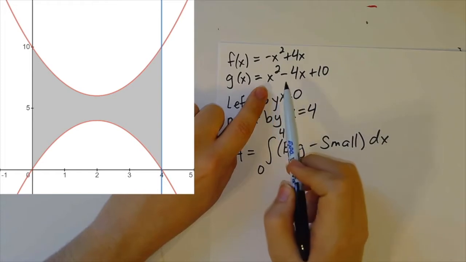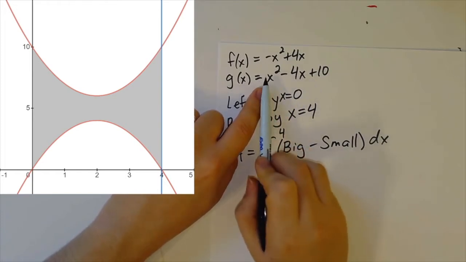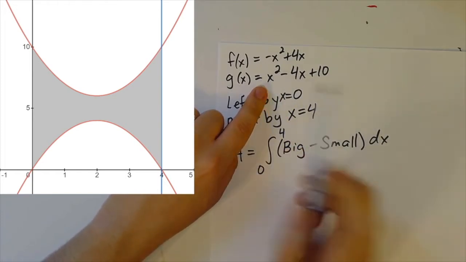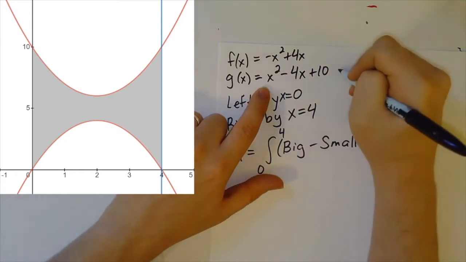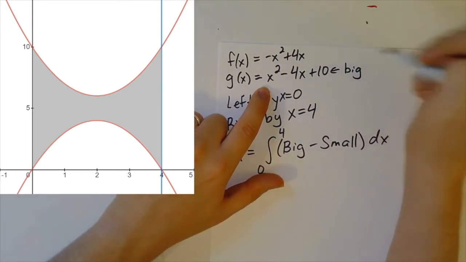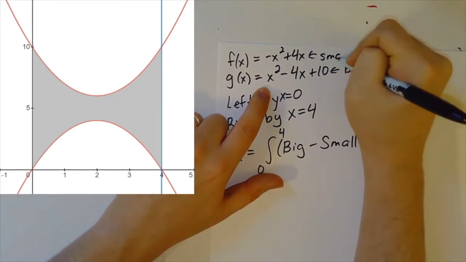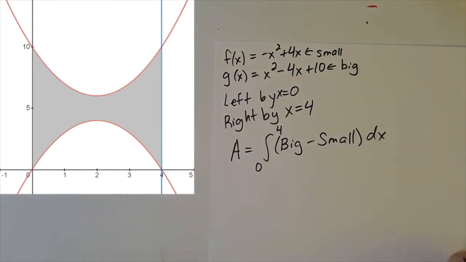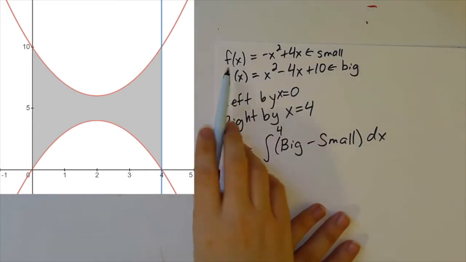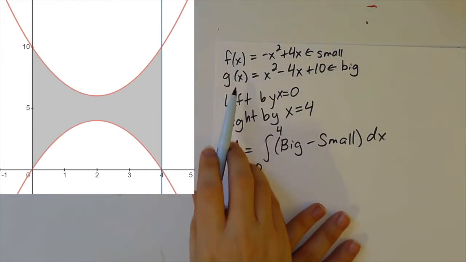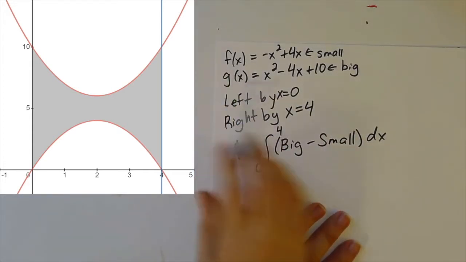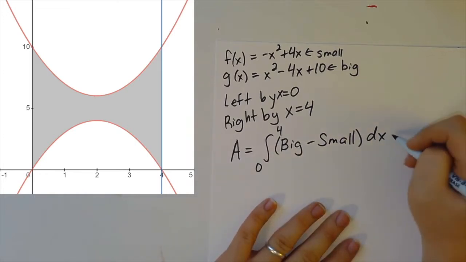But you can tell whether a parabola is pointing up and down by whether the coefficient in front of the x squared is positive or negative. So this one is actually the big function, and this is the small function. Alternatively, you could figure out that the y-intercept of f is 0, 0, and the y-intercept of g is 0, 10. So again, g is the one that's bigger.